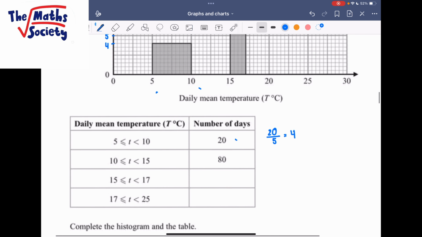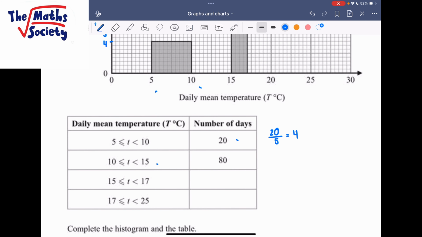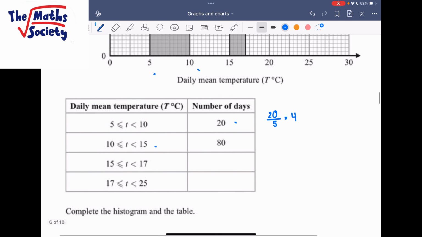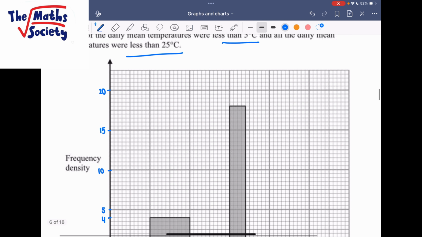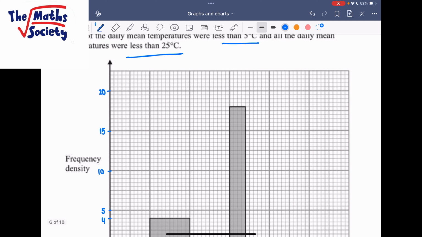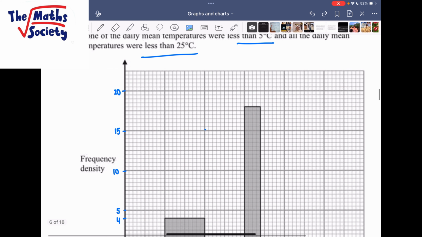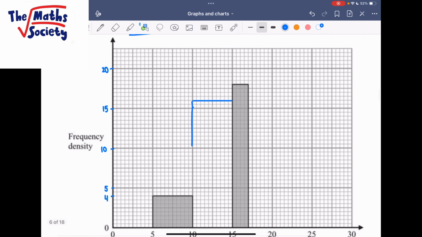And then we have 10 to 15 and the number of days is 80. So we need to know what's the frequency density for it. And we know that it's 80 divided by the class width, which is also 5. So that's 80 divided by 5, so 16. We just need to draw up to 16. Here we have 15, so here would be 16. It's going to be a wobbly little thing, but this one should be right here. And that's a frequency density of 16.